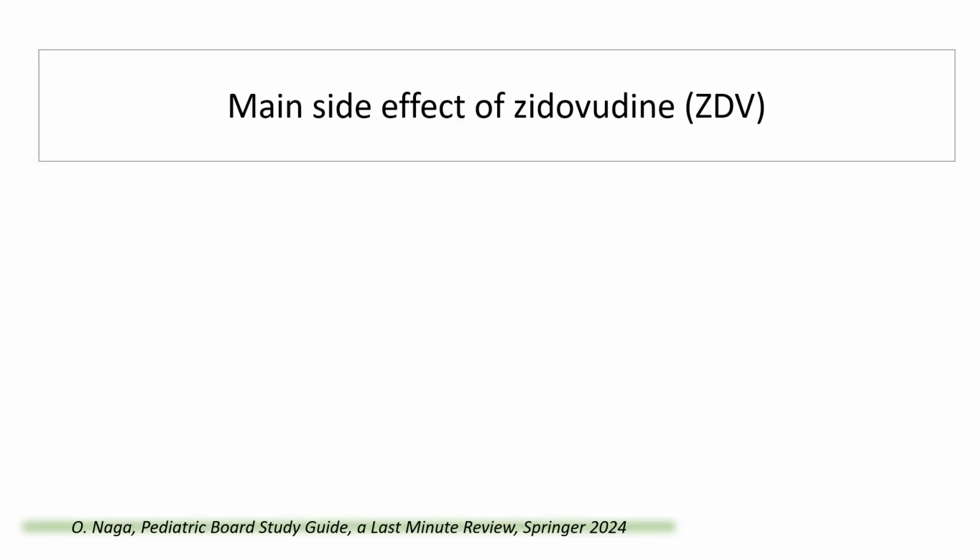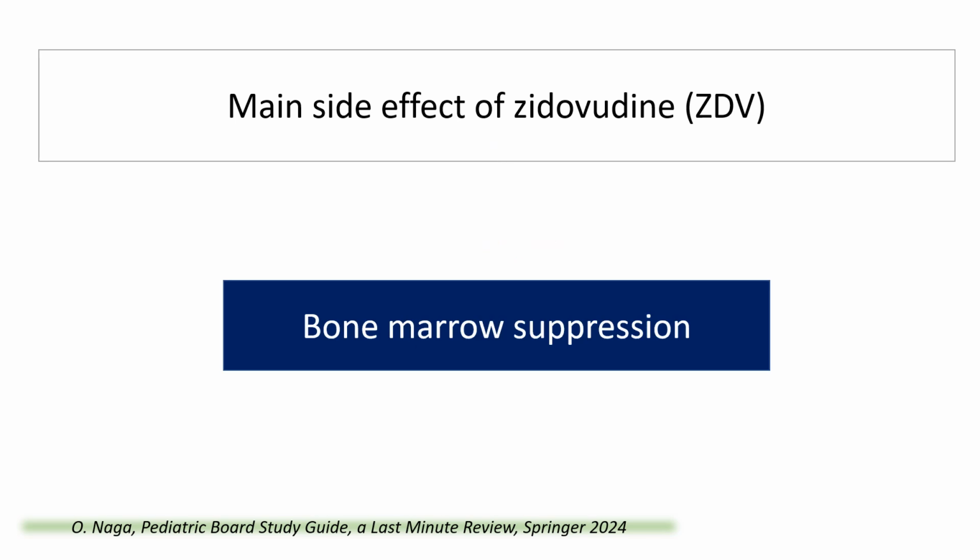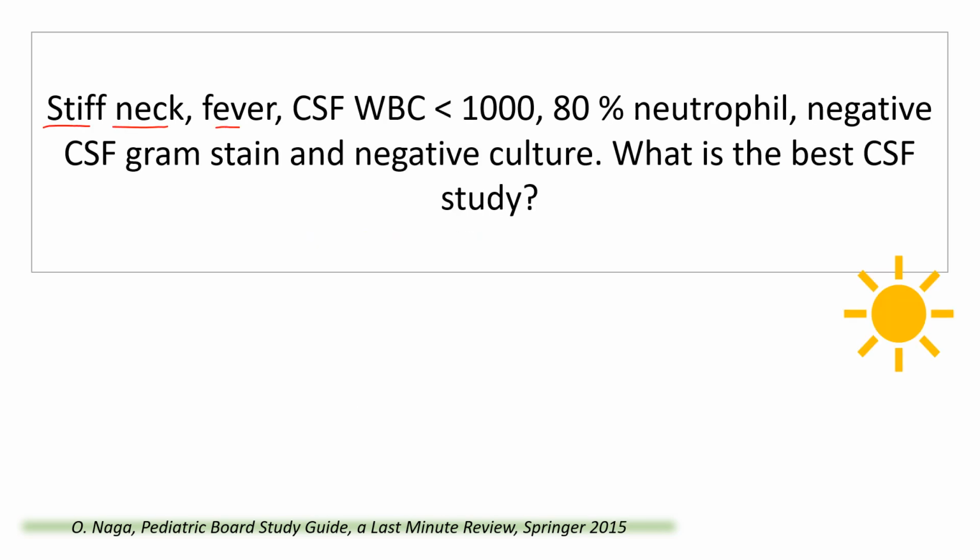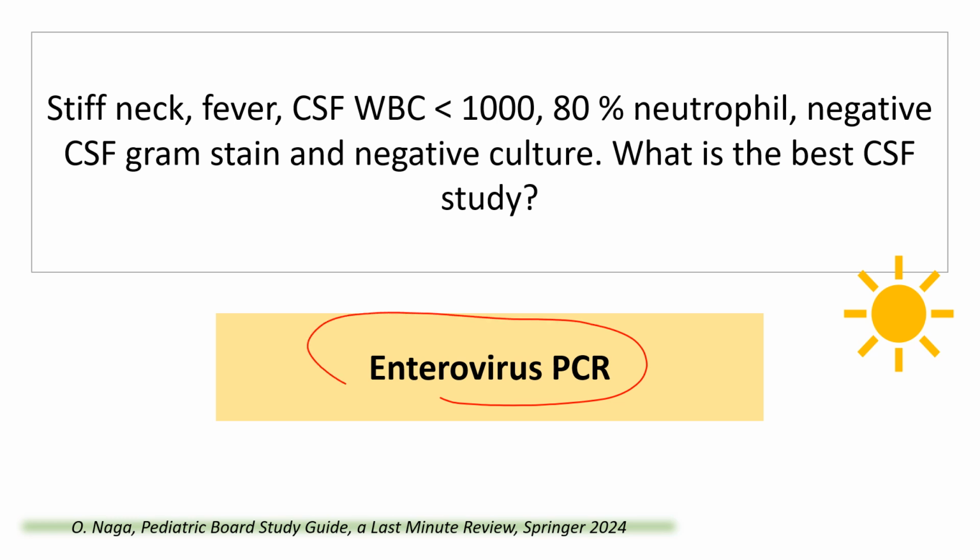What is the main side effect of zidovudine? Bone marrow suppression. If you have a child with stiff neck, fever, CSF white blood cell less than 1000, 80% neutrophil in the beginning, negative CSF gram stain, and negative CSF and blood culture, what is the best CSF study to order? Add enterovirus PCR to CSF studies.